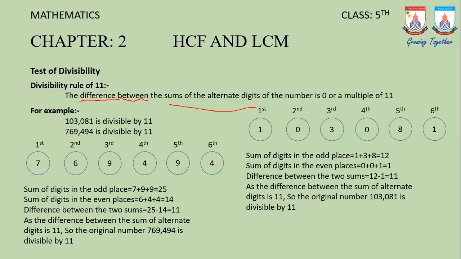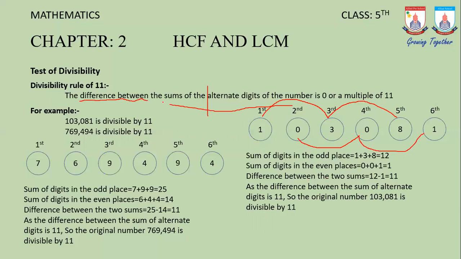First of all, we break this definition into two or three parts. It's alternate digits. Alternate digits mean alternate positions. If you start from the first position, the next alternate position is 3, and the other alternate position is 5. If we start from the second position, the alternate position is 4, and then 6.